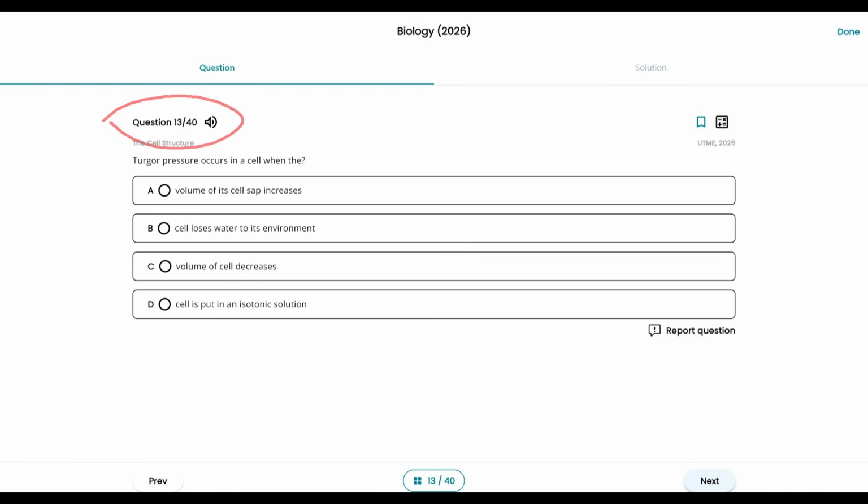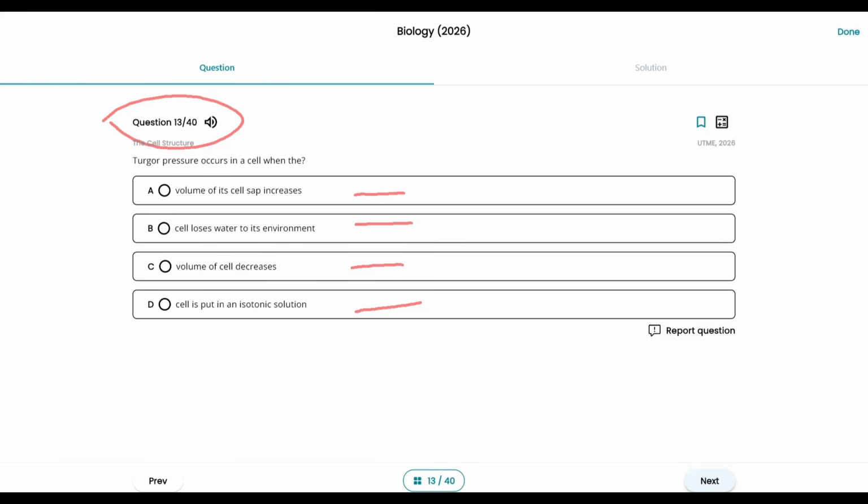Question 13. Turgor pressure occurs in a cell when the dash. A. Volume of a cell sap increases. B. Cell loses water to its environment. C. Volume of cell decreases. D. Cell is put in an isotonic solution.